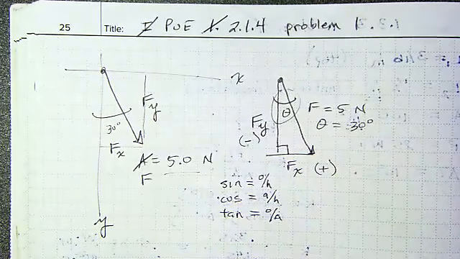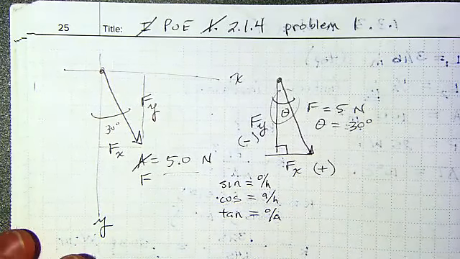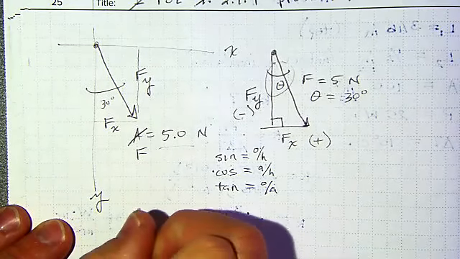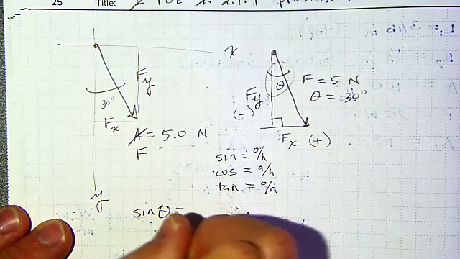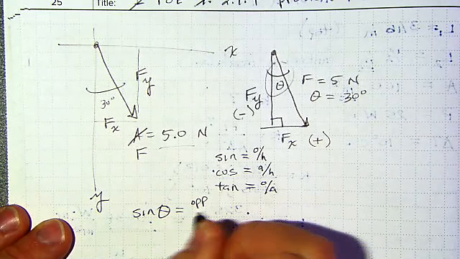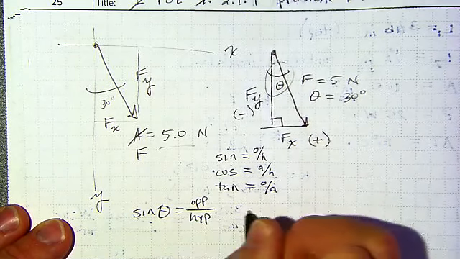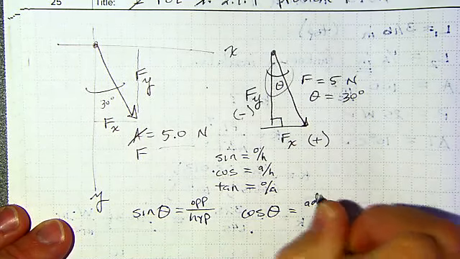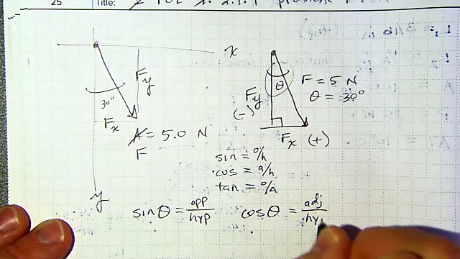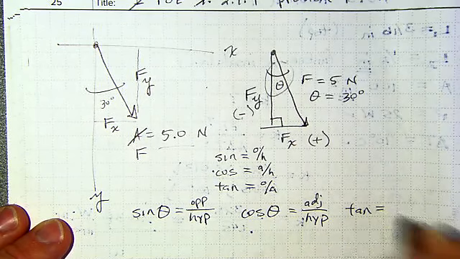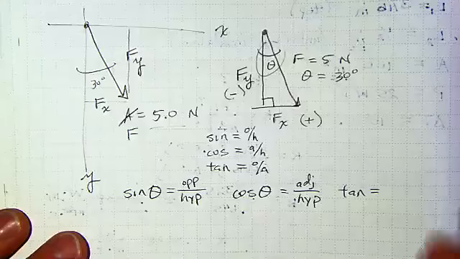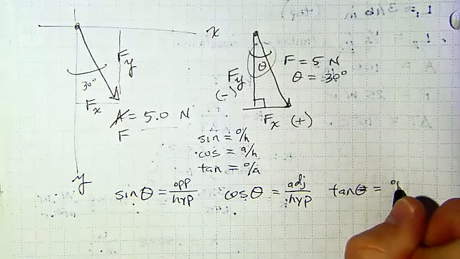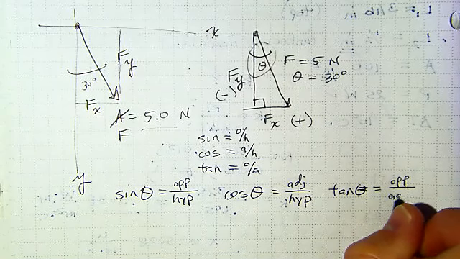So the sine, cosine, and tangent are going to help us. The sine of theta equals the opposite over the hypotenuse, and the cosine of theta equals the adjacent over the hypotenuse. And tangent is also useful. Usually you just need two of these three, and the tangent of theta equals the opposite over the adjacent.